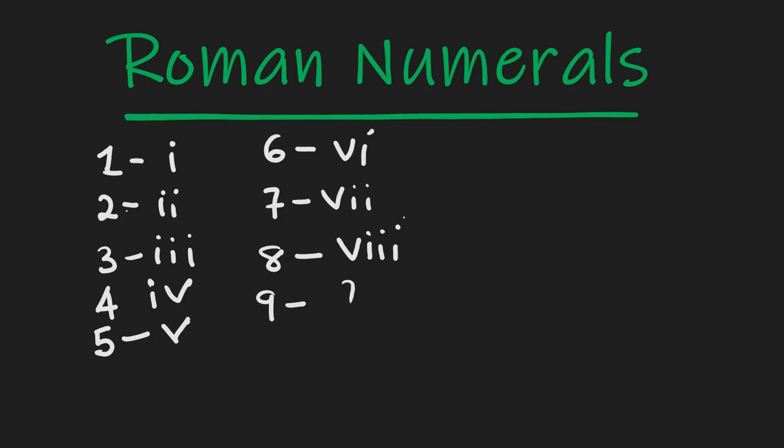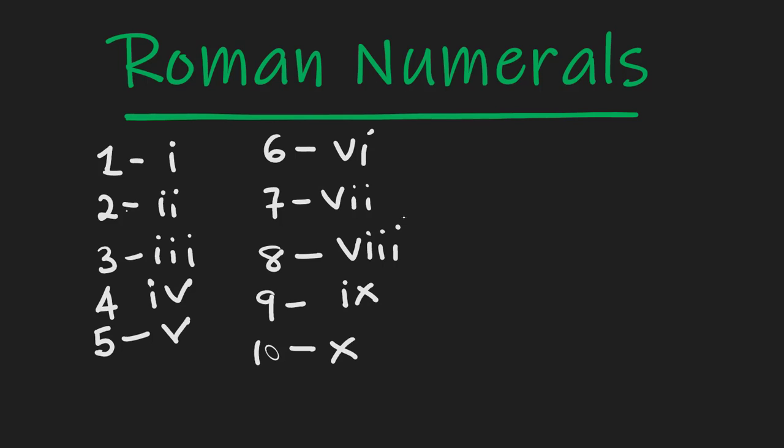9, let me leave it. What do you think will be 9? 10 is X. So what do you think 9 will be? Of course, 9 is going to be 10 minus 1, which is IX. Can you see? The 1 is written at the left hand side because we're going to subtract it from the 10. So which will give us 9.